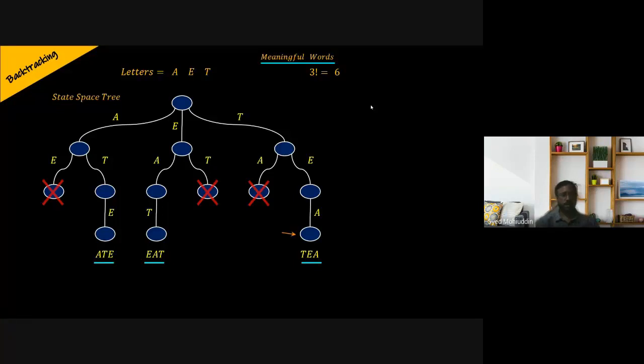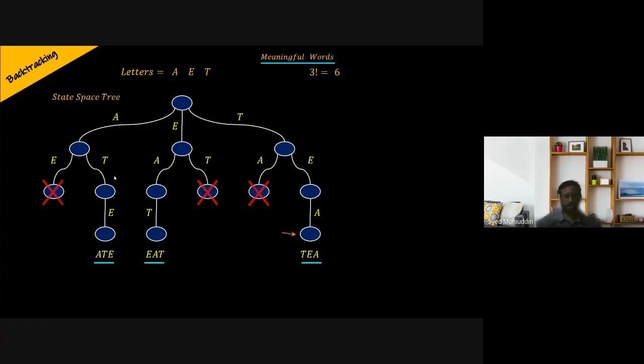The nodes which are killed will become dead nodes. We don't proceed further. The nodes which are expanded are known as E nodes. E node means expanding node. So here, the root node is an expanding node. This node, the first node on the second line, is also an expanding node. Then there is a concept of live nodes also.